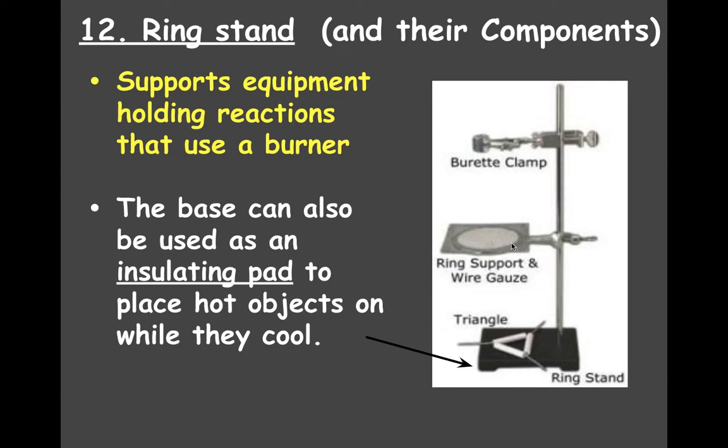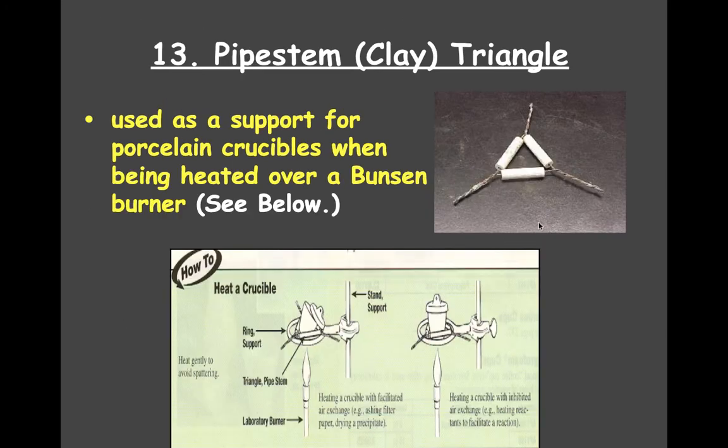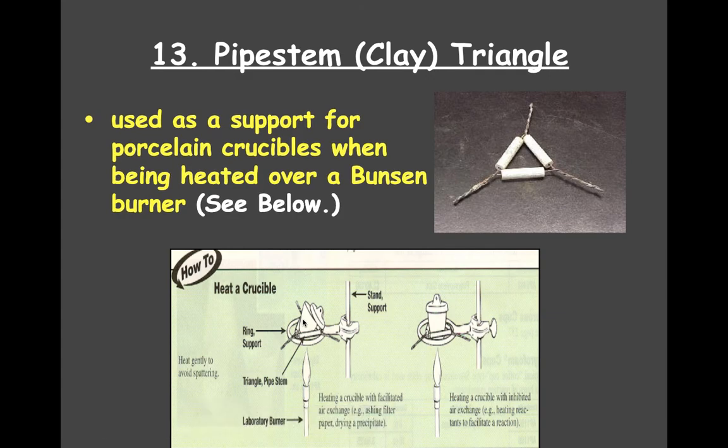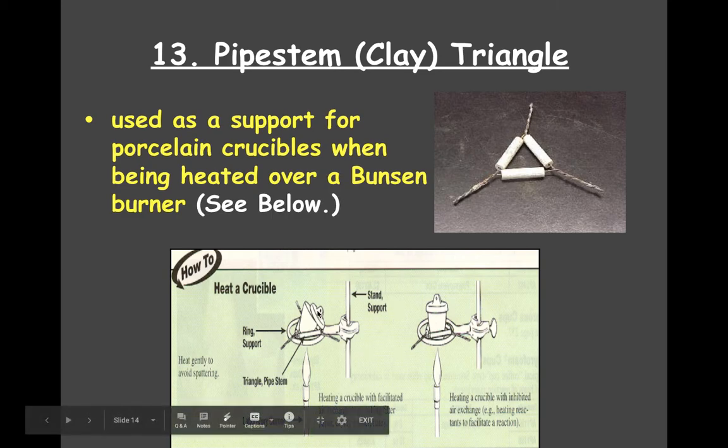Now, if you had a clay triangle, if you had a crucible, and crucibles can withstand so much heat, we could put the crucible up here with the use of the clay triangle, just like here. This is our ring stand. The clay triangle goes on the ring support and the crucible sits on top. It's used as support for the porcelain crucibles when it's being heated over a Bunsen burner. Now the crucible can go directly more in the flame because it can withstand high temperatures.